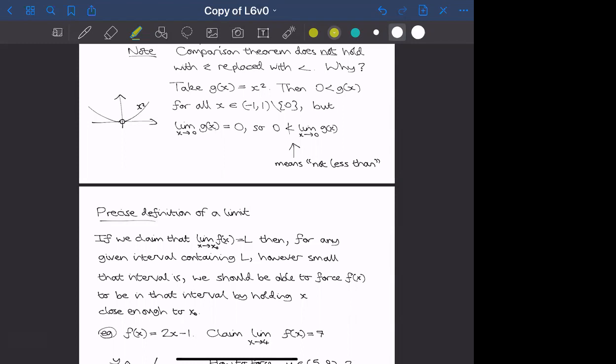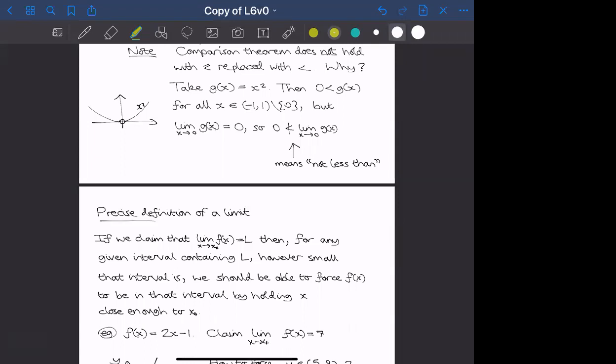Okay, so let's continue. So we started with the sandwich theorem, which holds for less than and also for less than or equal. But this is not true for the comparison theorem, so we have to be careful. What I'm saying is, in the comparison theorem, it's always less than or equal.